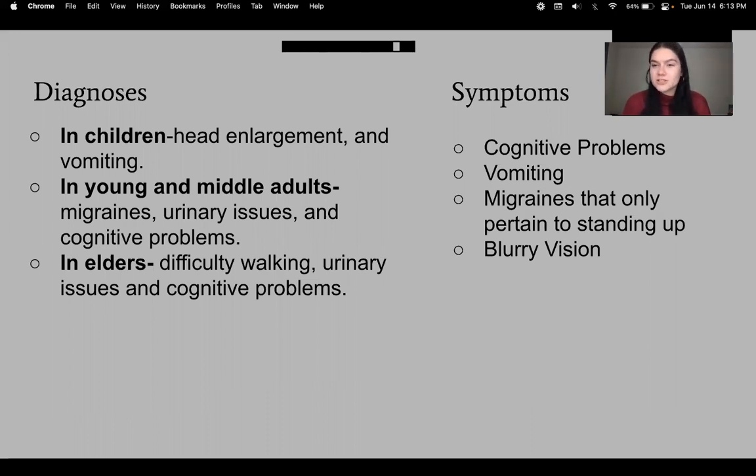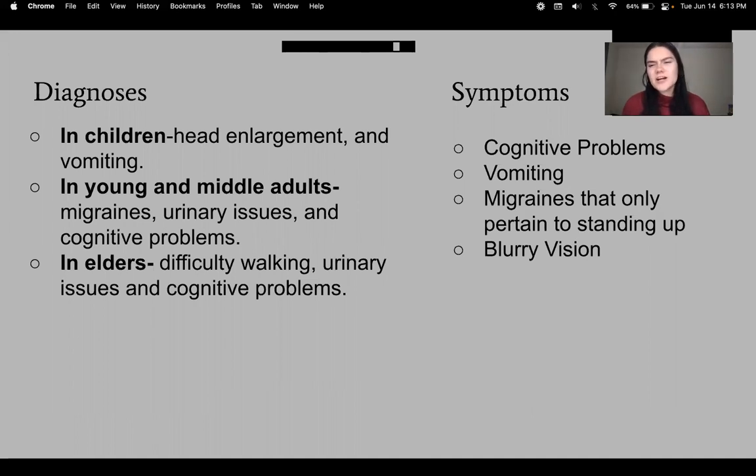In young and middle-aged adults, usually it's because they'll get migraines or urinary issues, also vision loss. And when it comes to the migraines, they mainly happen when you stand up, because that pressure is being put on your frontal lobe. But when you're lying down, it relieves that pressure.